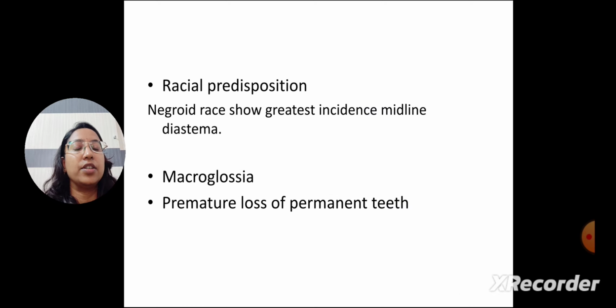Then, it could have a racial predisposition, that is, the negroid race usually shows the greatest incidence of midline diastema. Then also it could be an anatomic cause like macroglossia. A large tongue which does not have enough room in the oral cavity will push the teeth on all sides. So this will cause flaring of the teeth and spacing. Sometimes premature loss of any permanent teeth because of caries or periodontitis will also result in a space between the teeth. So now we know the etiology.